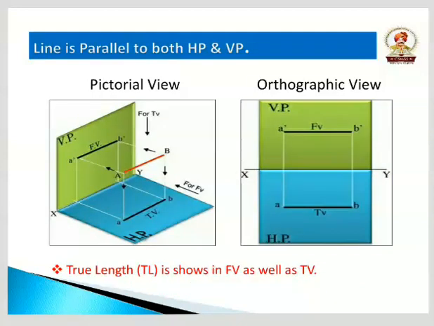Line is parallel to both the planes, that is horizontal plane as well as vertical plane. Red color line AB is parallel to both the planes HP and VP, shown in the pictorial view diagram. Now rotate HP 90 degrees in a clockwise direction. Then in orthographic view, true length is shown in the front view as well as top view, which is shown in the orthographic view diagram.